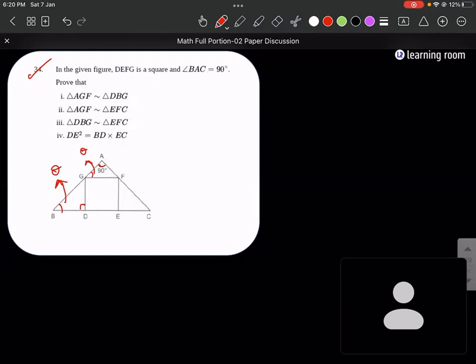Same, sir. Angle FAG is equal to angle CEF. Okay, we will use the same 90 degree logic. Yes, sir. Then what about the third one?